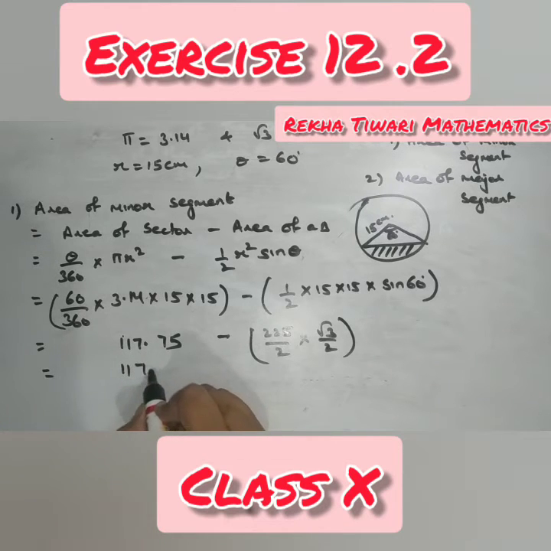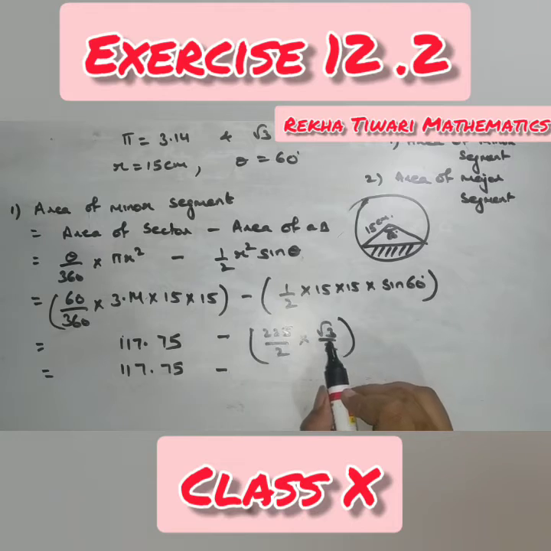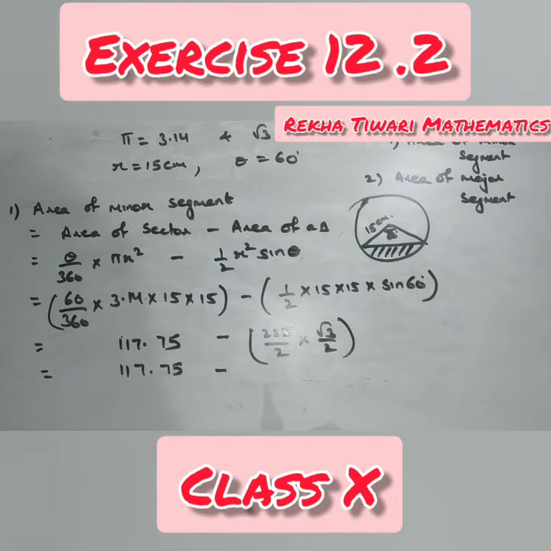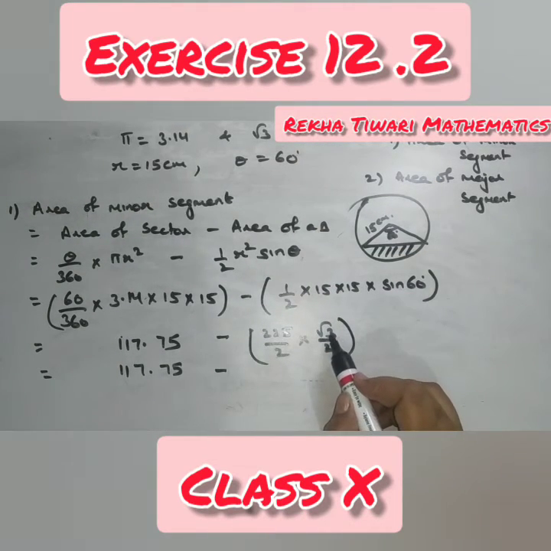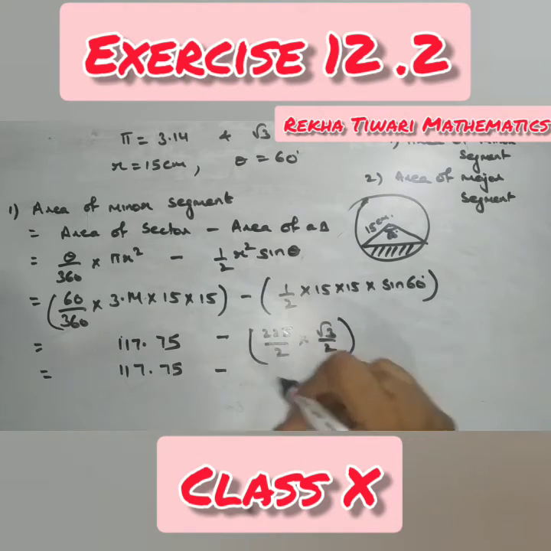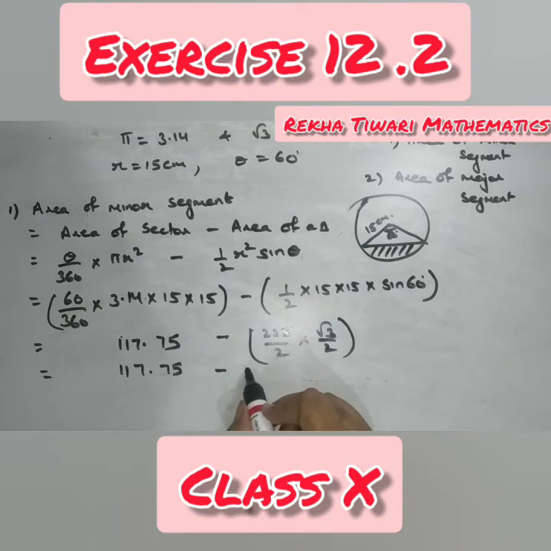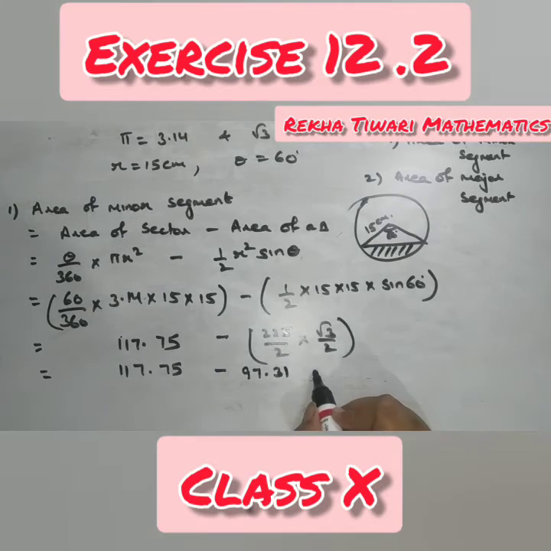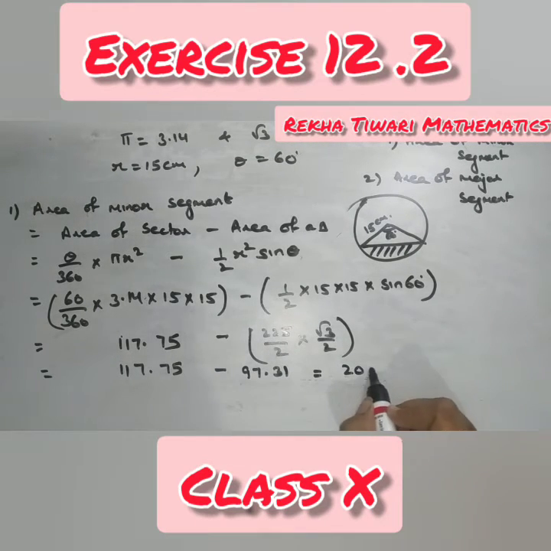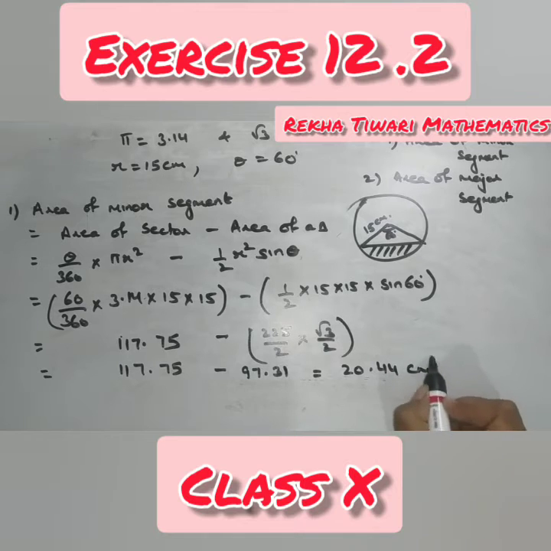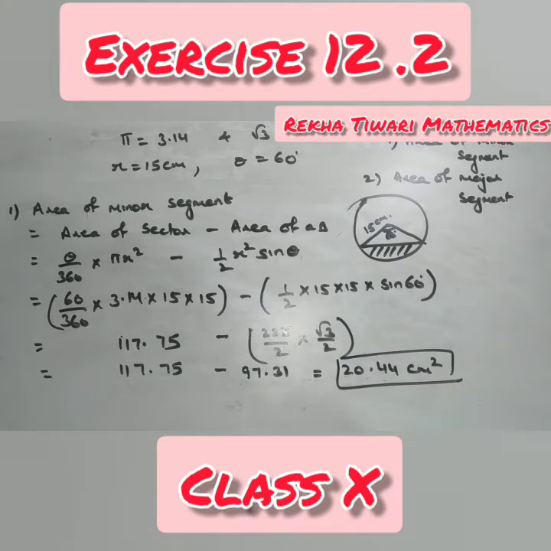So this is 117.75 minus, in place of root 3 you have to put 1.73. So after putting 1.73 here, and when you calculate this part you will get as 97.31. Just subtract these two, the answer comes out to be 20.44 centimeter square. Do the calculation yourself. Second part.